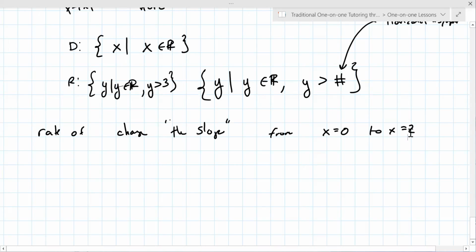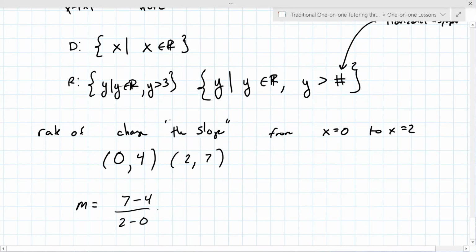So then y2 minus y1. Yes, but you need those ordered pairs. Oh, so 0. Okay, I need to scroll up. So you have the ordered pair 0, 4, and then I think it was 2, 7. Yeah. So then it would be m equals 7 minus 4 over 2 minus 0 equals 3 over 2, and then 1.5. Oh no, that one would say it's 3 over 2. Well, that's fine. That's totally fine.